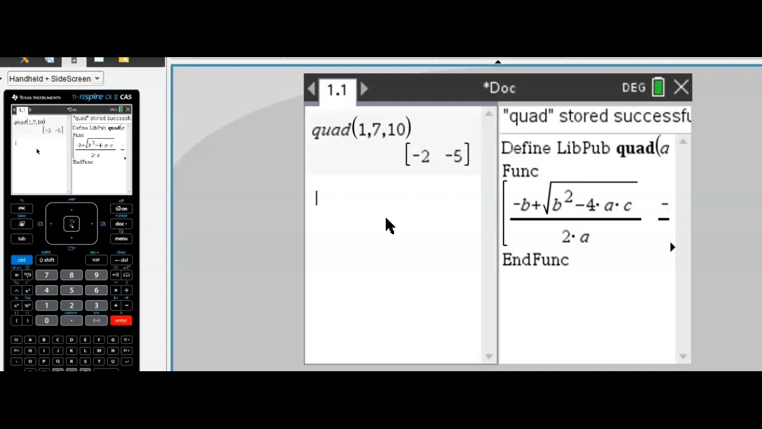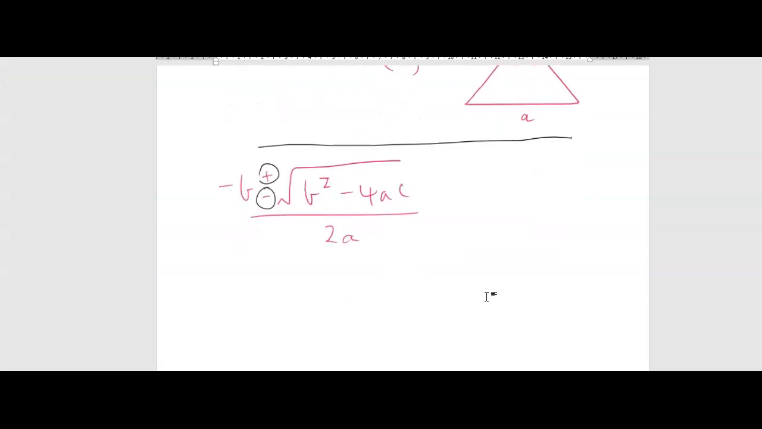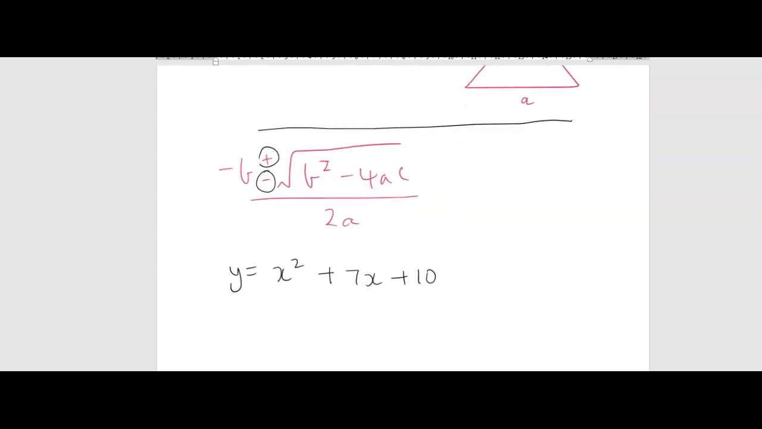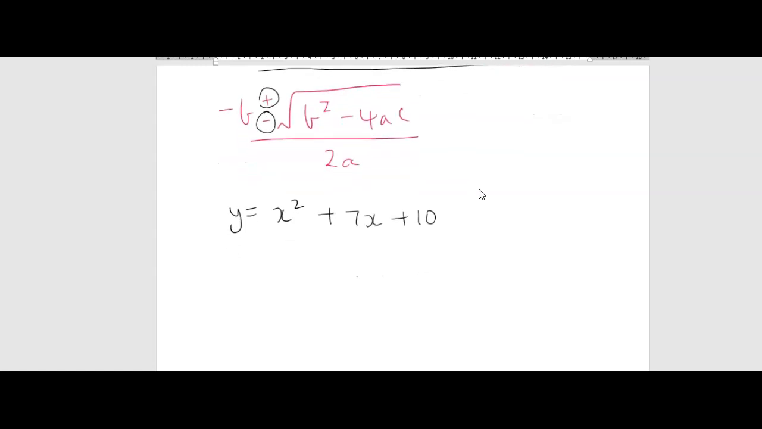Okay, so I picked one that I could actually know the answer to. So there we got -2 and -5. Basically, the quadratic that I put there, let me just do that on this screen, was y equals x squared plus 7x plus 10. So you can put that into the quadratic formula, but this is an easy one to factorize anyway.